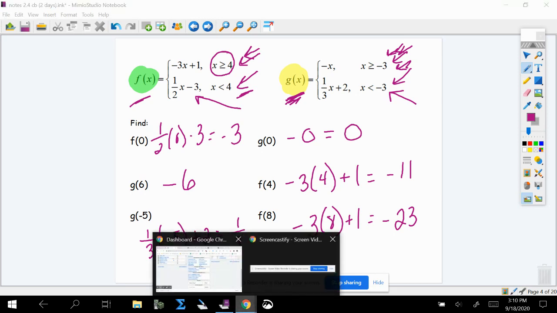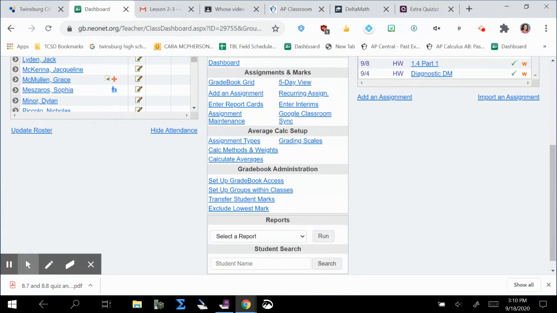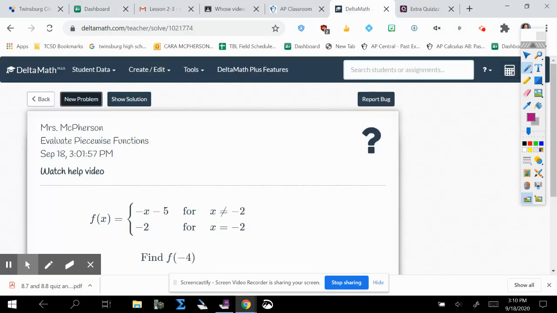I do want to show you a Delta Math one. Give me 1 second to find it. So sometimes on Delta Math, instead of saying less than a value or greater than a value, they'll say this is the x you use when it's not something, and this is the x you use when it is something. So that's what this one is saying.